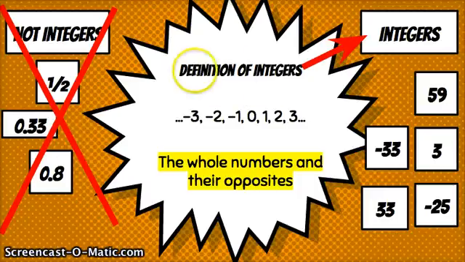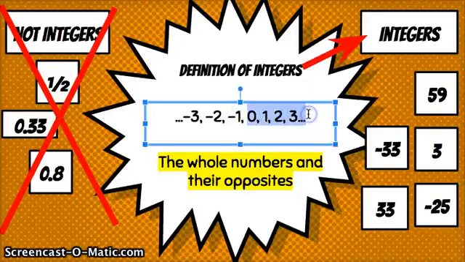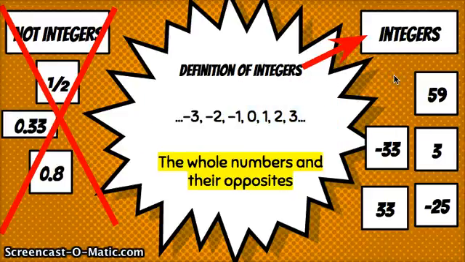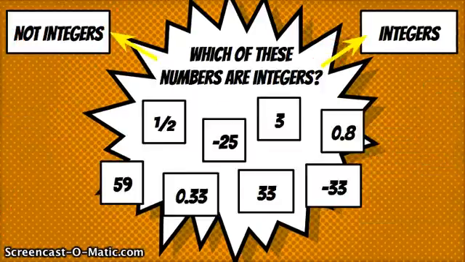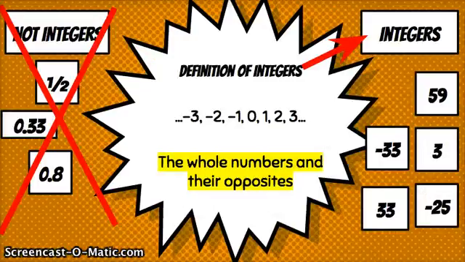Well, here it is. The definition of integers is the whole numbers and their opposites. So here are the whole numbers, right? Here's 0, and then 1, 2, 3. These are the whole numbers. And the opposite of a whole number, since they're positive, is a negative number. So here's 1, the whole number, and here's its opposite, negative 1. And here's the whole number 2, and its opposite, negative 2. And here's 3, and its opposite, negative 3, and so on. So you get the idea. These are the integers.